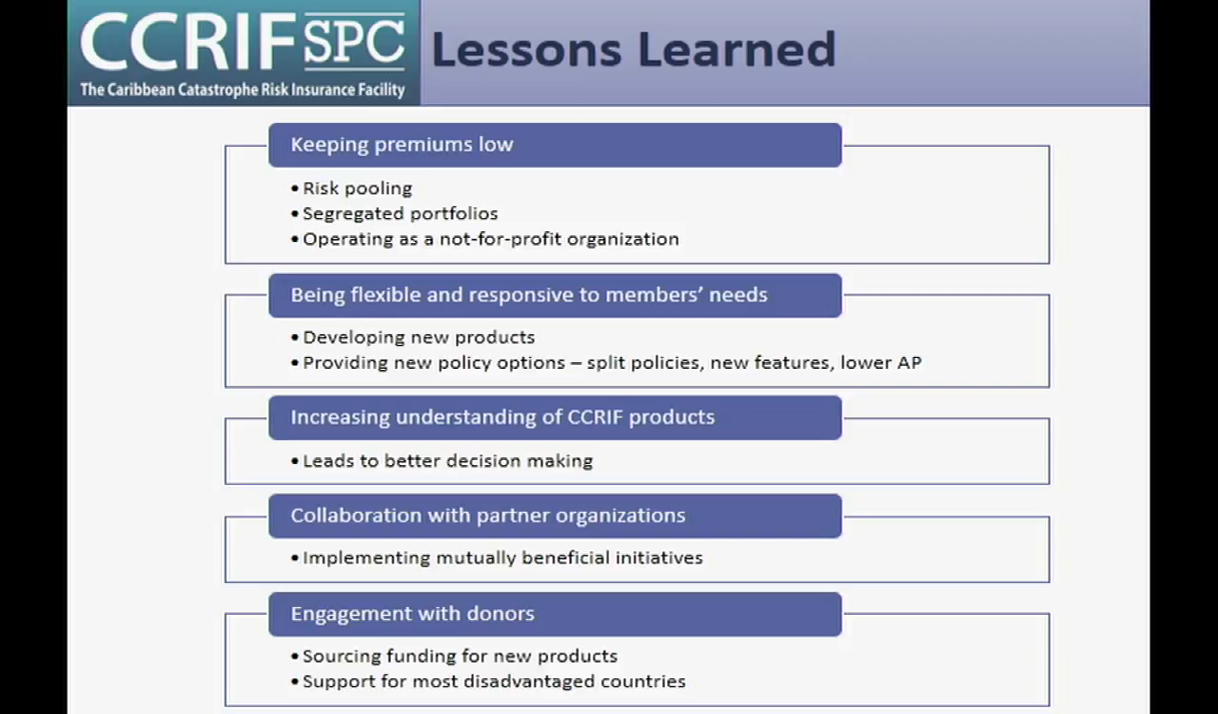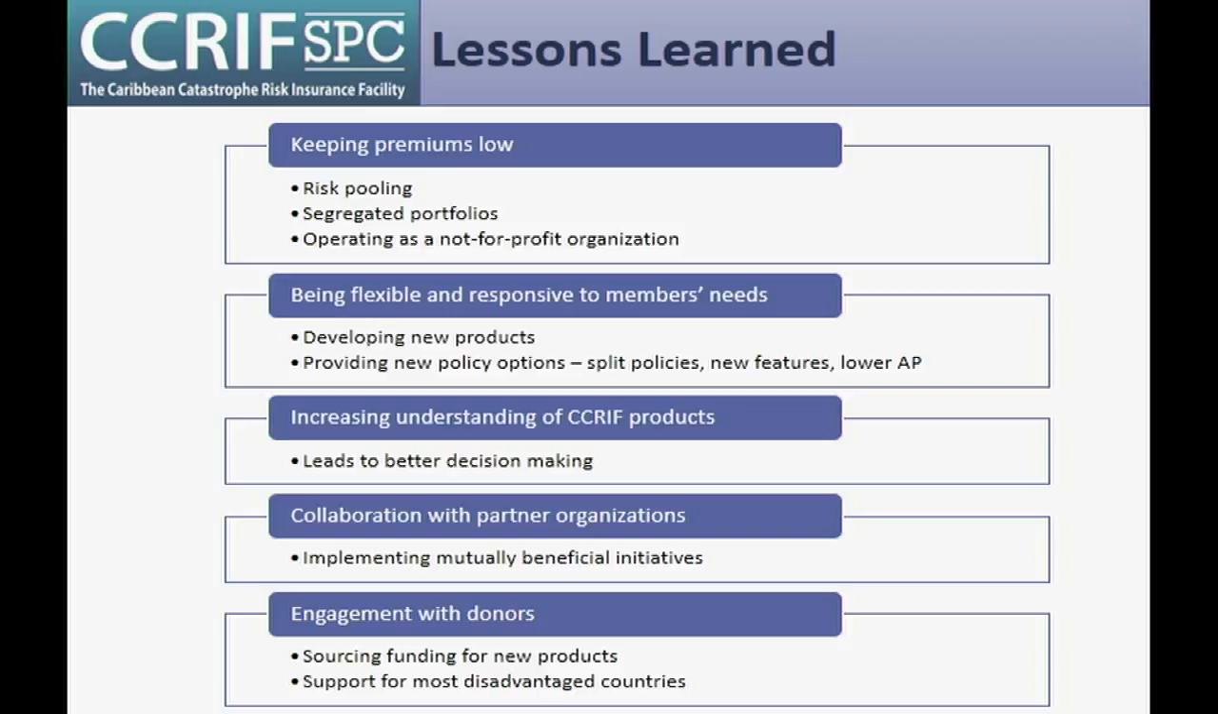We need to increase understanding of CRIF products so that the decision makers really understand what they're buying, because even though we're 10 years old and countries have been purchasing policies since 2007, there's still a gap in a true understanding of how they work. We need to collaborate with partner organizations and continue to do that. And of course, engaging in donors. We need their continued support to develop the new products and expand into new regions.